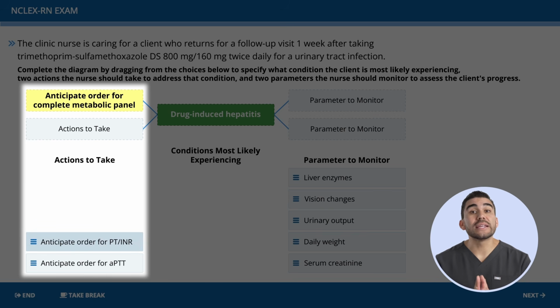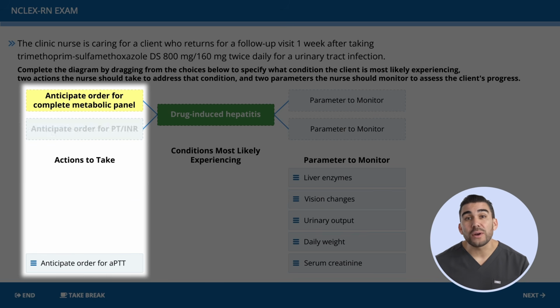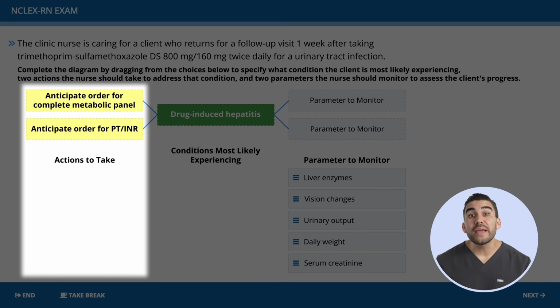Because remember, on the NCLEX, culture and sensitivity comes before giving more antibiotics. Now, option 4 is correct because anticipating the order of PT and INR is the best. Because remember, the liver makes coagulation factors. So with a damaged or inflamed liver, we have a huge risk for bleeding.